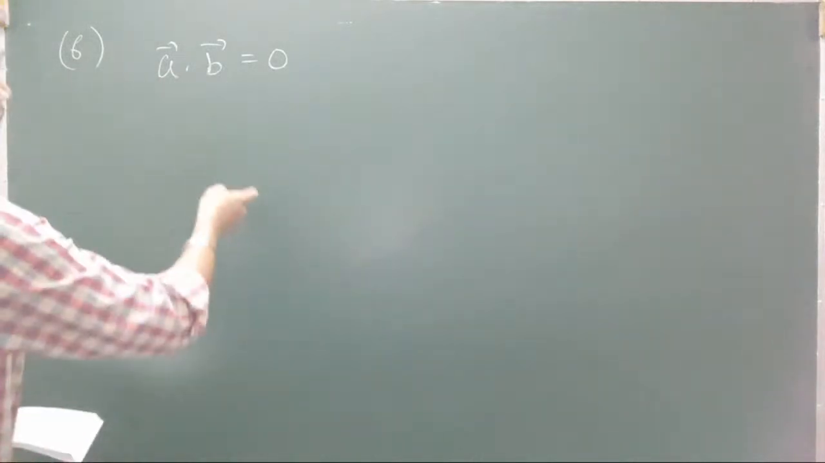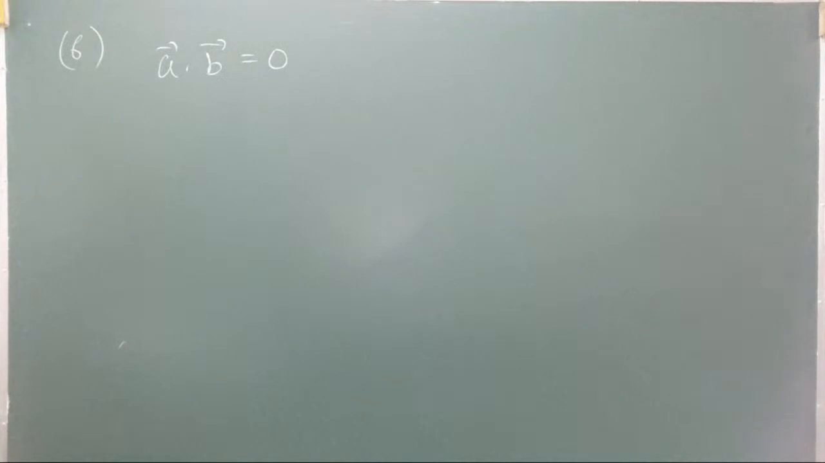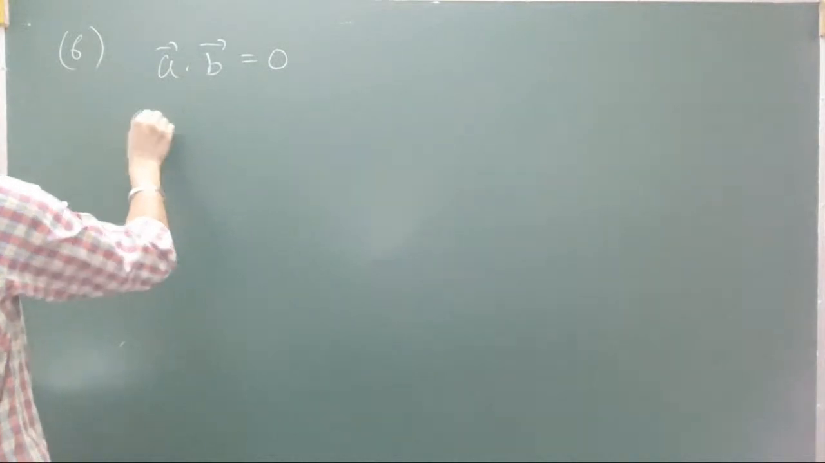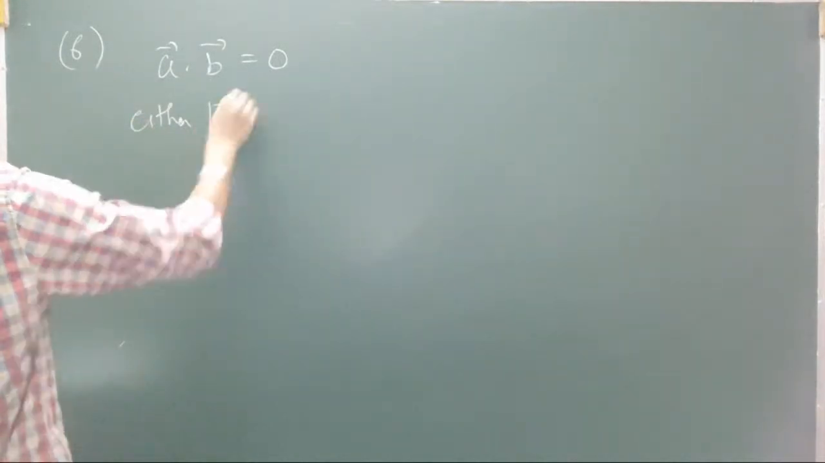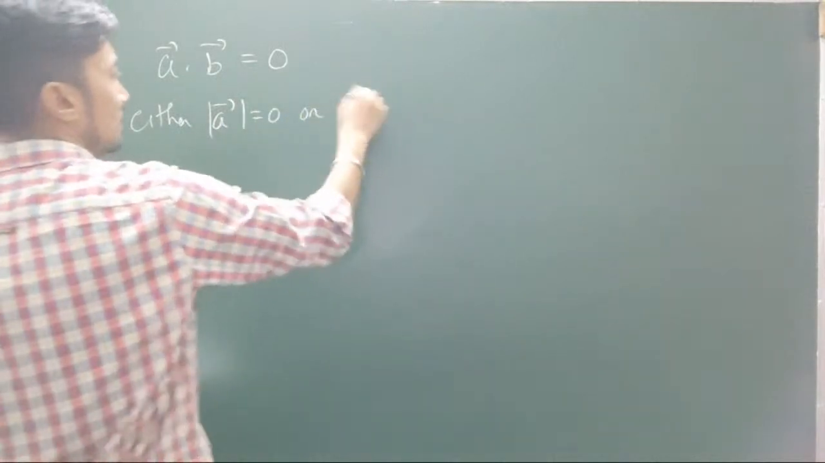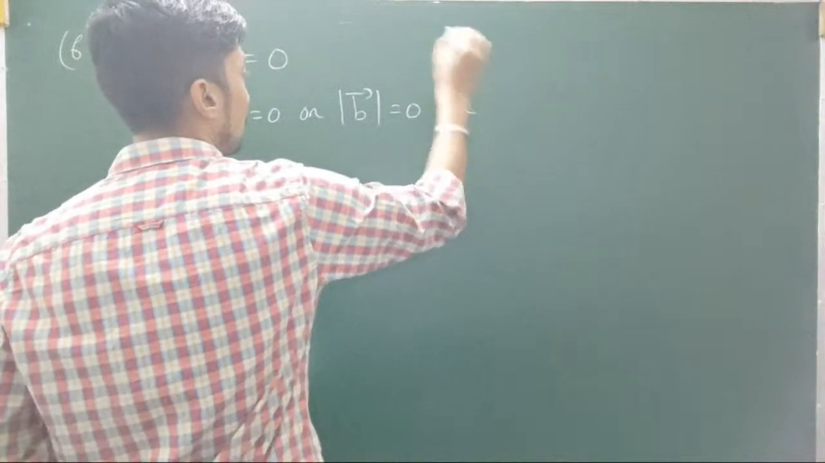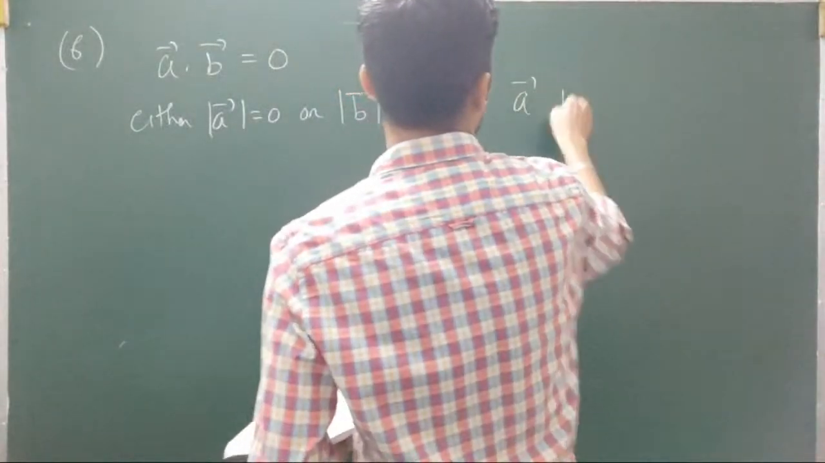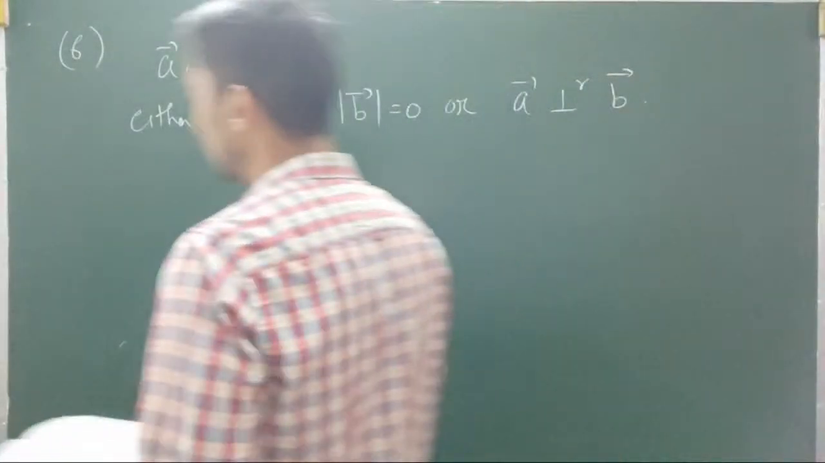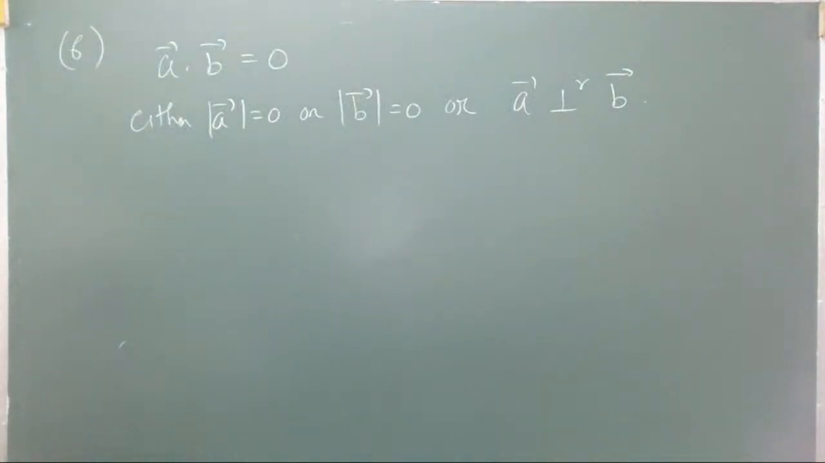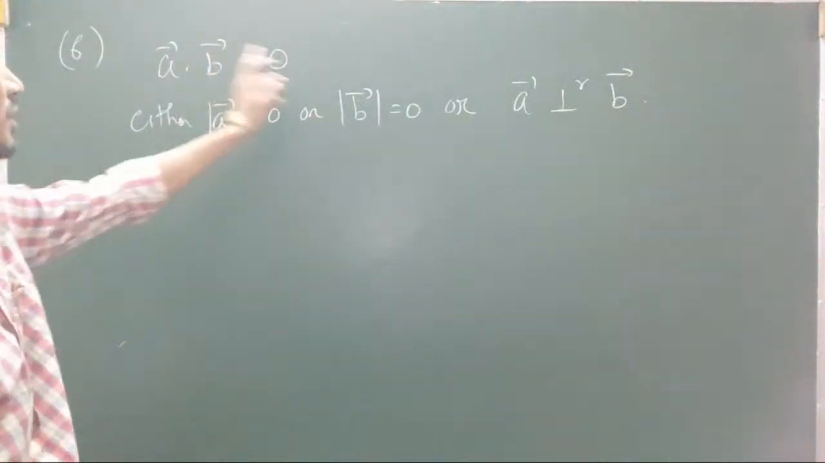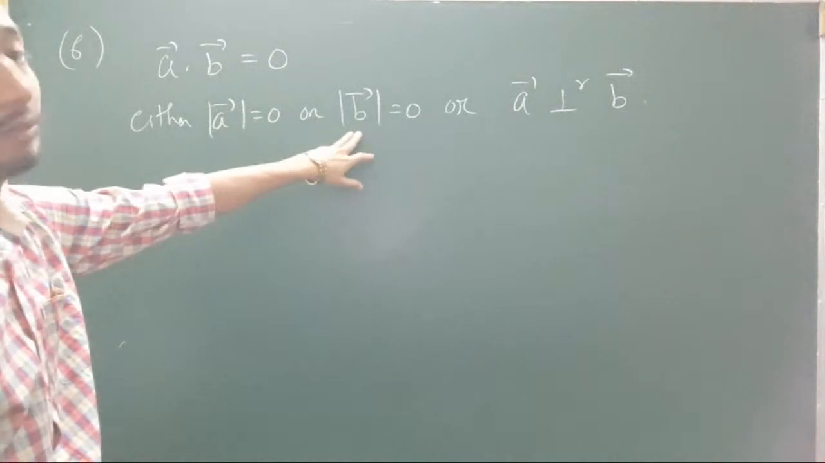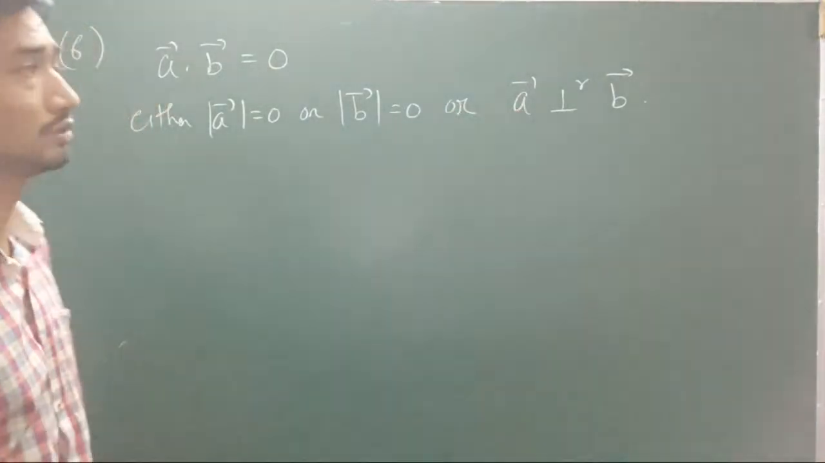Yesterday we have already seen about this slightly. If a dot b is 0, then either the magnitude of a equal to 0 or the magnitude of b equal to 0, or vector a is perpendicular to vector b. Yesterday we saw orthogonal vectors. So if the dot product of two vectors is 0, then either a equal to 0, or b equal to 0, or the two vectors are perpendicular.